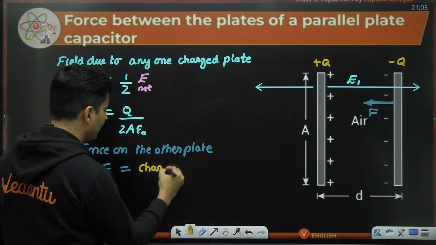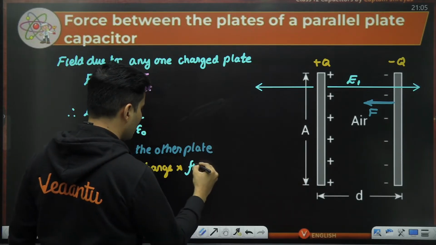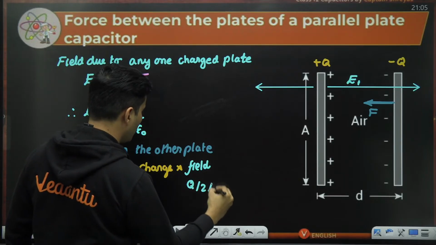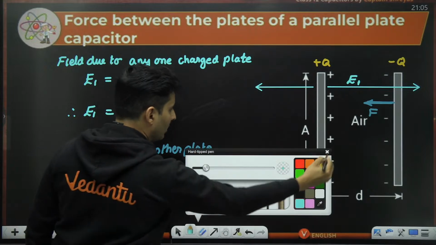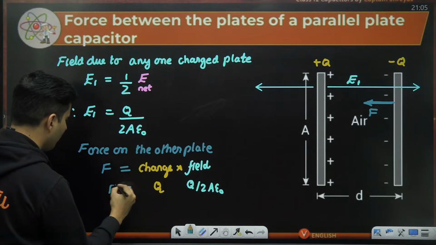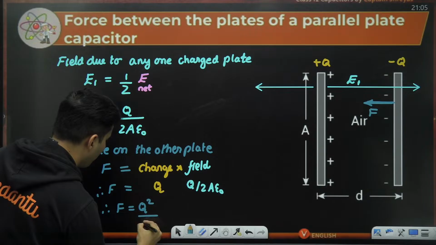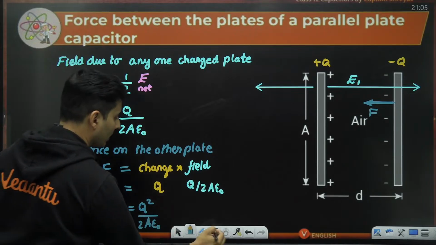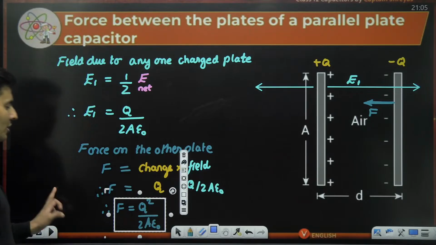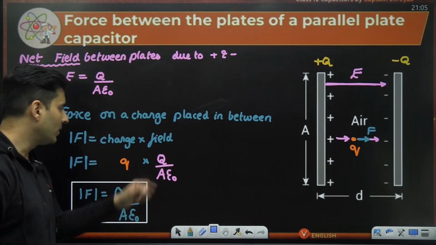It is nothing but the charge multiplied by the field. That field is nothing but Q by 2A epsilon naught. The charge is again going to be Q. So therefore, my force will be Q square by 2A epsilon naught. That number 2 will come over here. That is the major change.